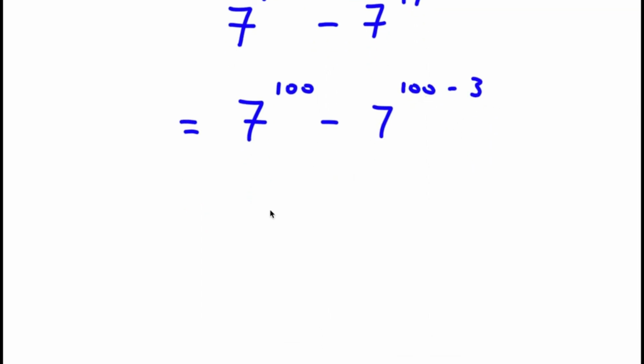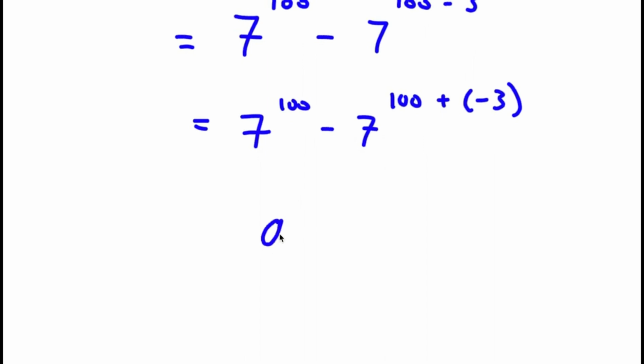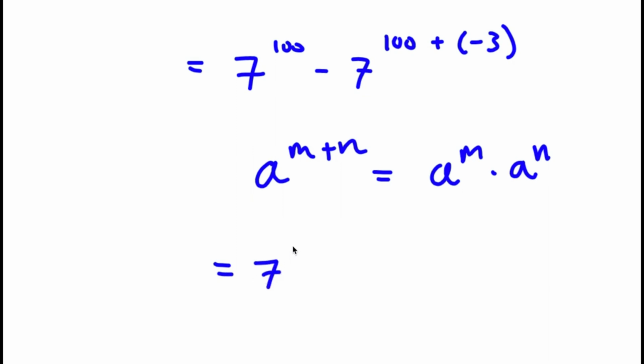So now I'm going to rewrite 100 minus 3 as 100 plus negative 3. Now remember, if I have something in the form a to the power of m plus n, this is equal to a to the power of m times a to the power of n. So 100 plus negative 3 is going to equal 7 to the power of 100 times 7 to the power of negative 3.